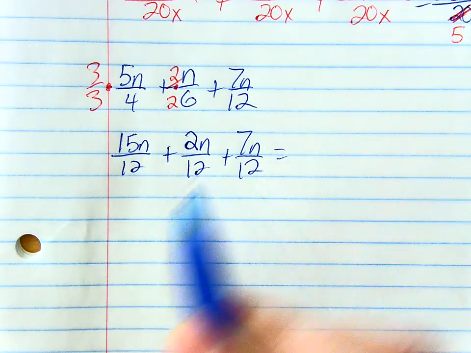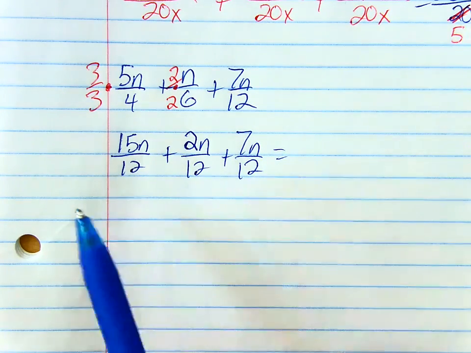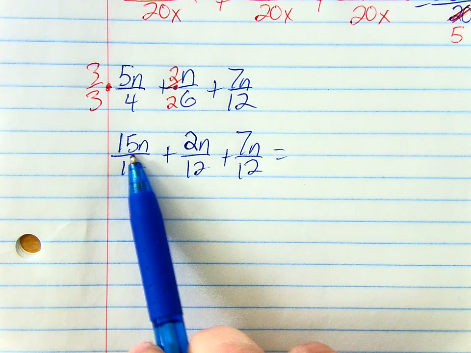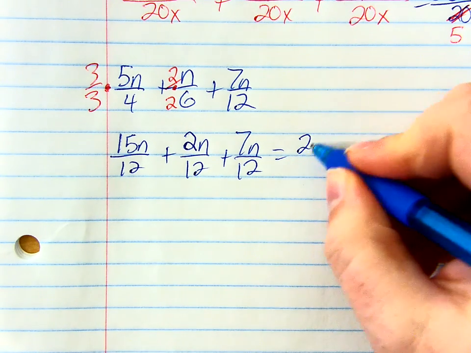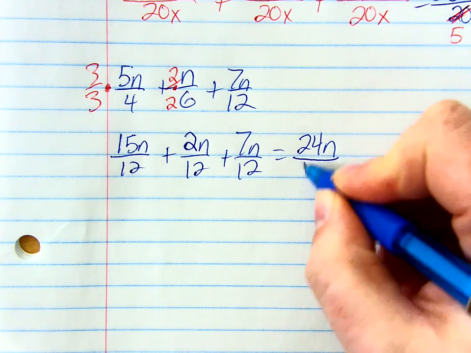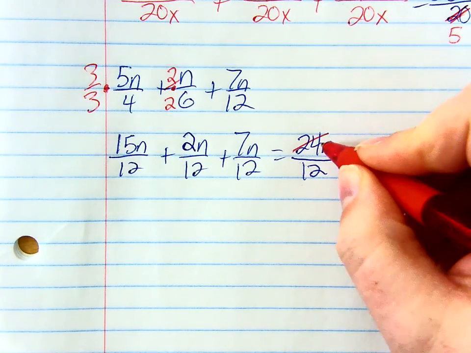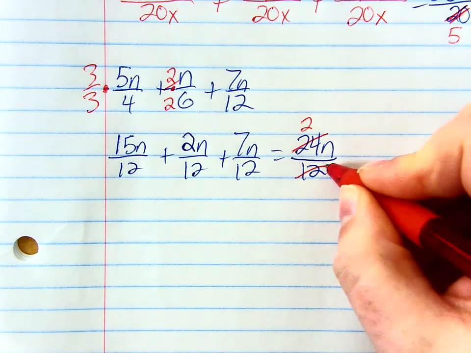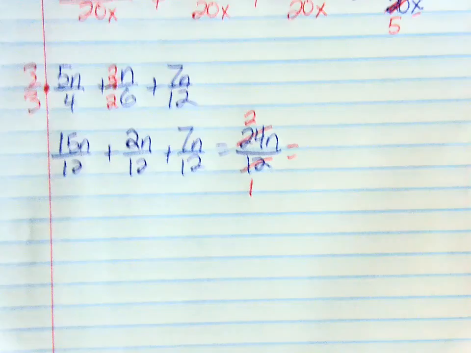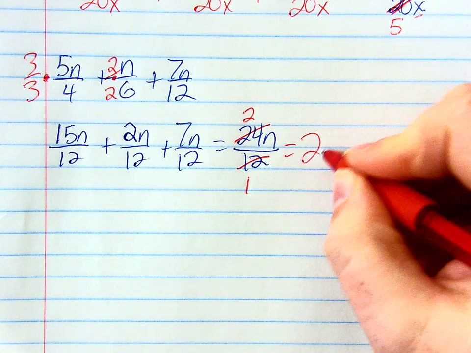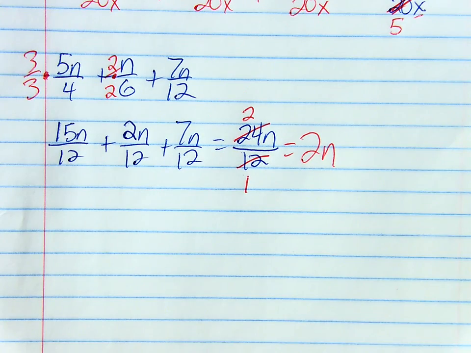Everybody has the same denominator, so now I just add my numerators, and it's all addition, so I don't have to worry. 15 plus 2 plus 7, yes, 24n over 12. Yep. 12 goes into 24 twice, 12 goes into 12 once, so I'm really left with just 2n. Ta-da!